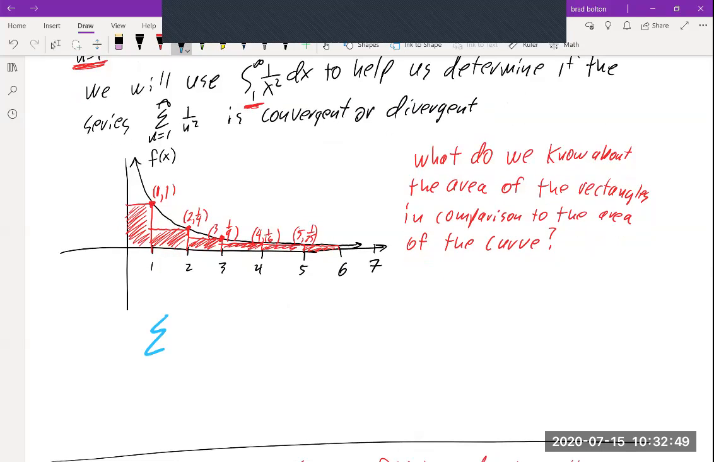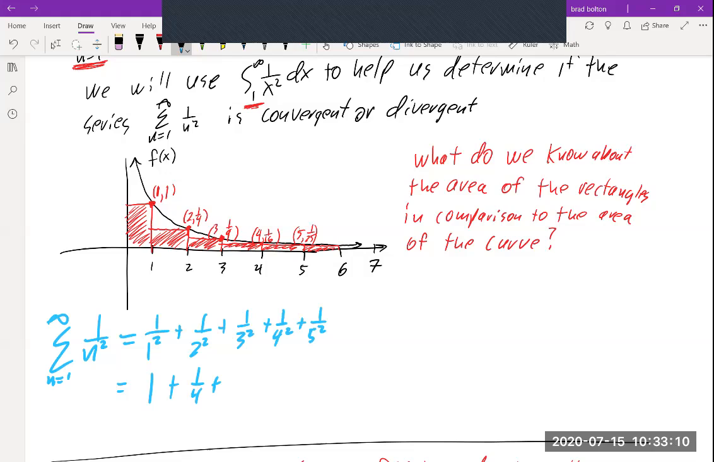So I want to show you something to compare this to. If I took the series, let me write it way over here, the series 1 over n squared, and wrote out some terms, this would be 1 over 1 squared plus 1 over 2 squared plus 1 over 3 squared plus 1 over 4 squared plus 1 over 5 squared. But wouldn't that just be 1 plus 1/4 plus 1/9 plus 1/16 plus 1/25?